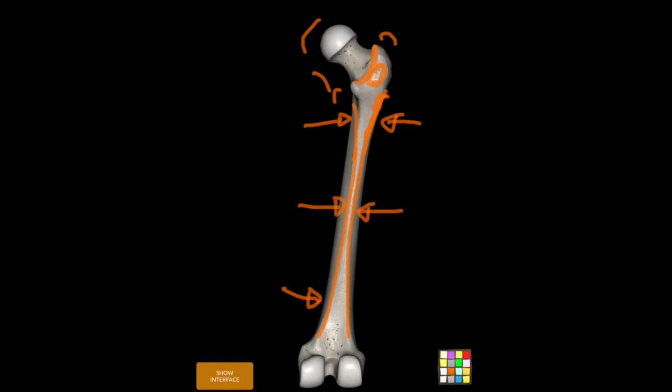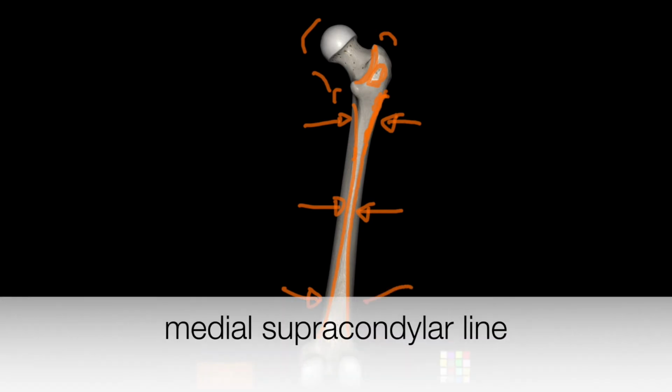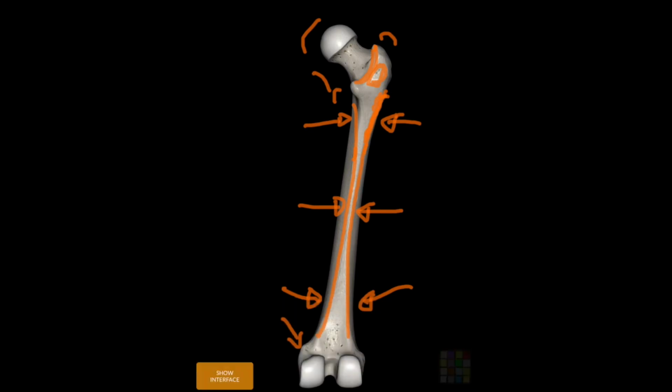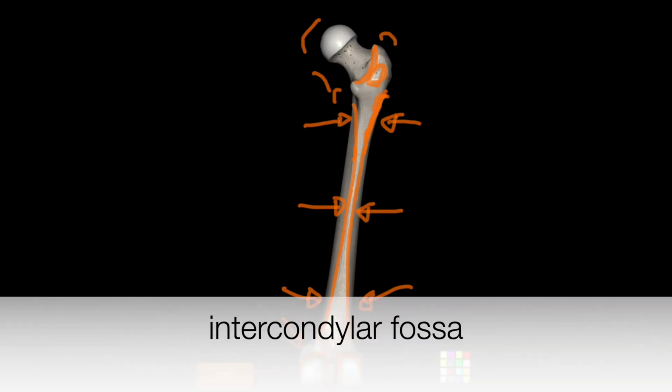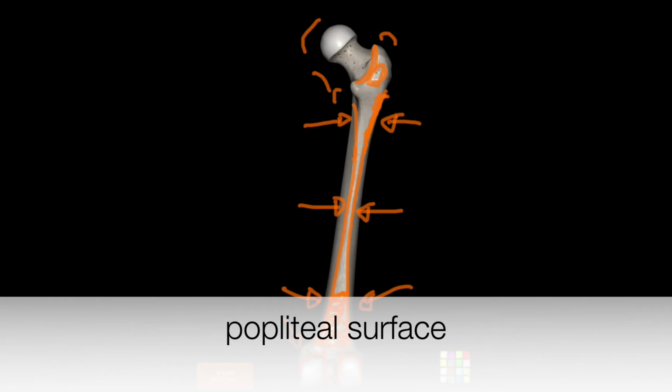Distally, the medial part of the linea aspera separates to become the medial supracondylar line, and laterally it becomes the lateral supracondylar line. And again, here we're seeing the adductor tubercle on the medial epicondyle, and the condyles of the femur here much more prominent. In between the condyles posteriorly, we can see a prominent intercondylar notch or intercondylar fossa. And between the medial and lateral supracondylar lines is the popliteal surface of the femur.